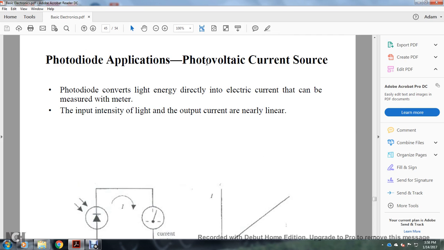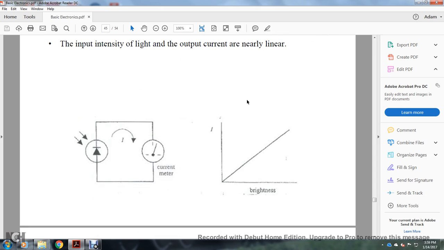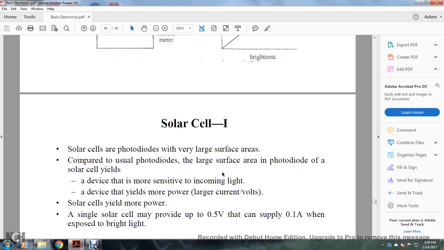what are your photodiode applications and photovoltaic current sources? The photodiode converts light energy directly into electrical current that can be measured with a meter. The input light intensity and output current are nearly linear. Here is your photodiode with a current meter and your brightness of light. Solar cell.